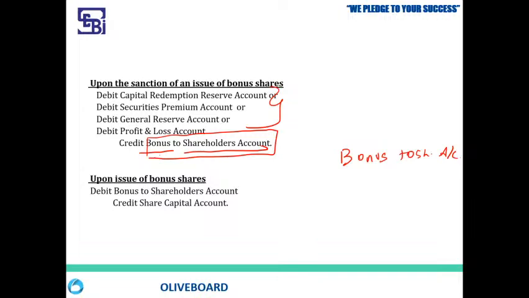So the first choice is securities premium, second CRR, third general reserve, fourth P&L account. So this should be ideal. If you do that, it is ideal.